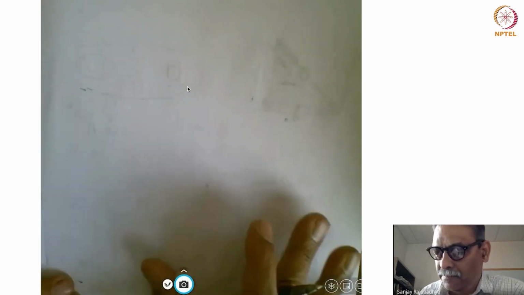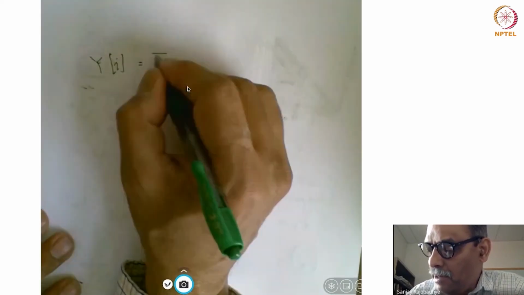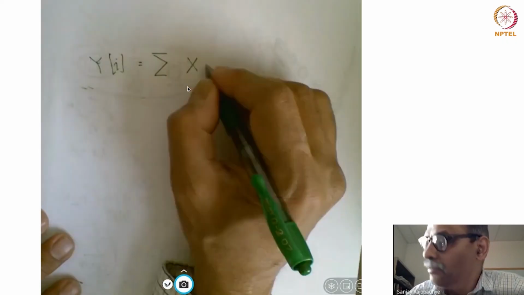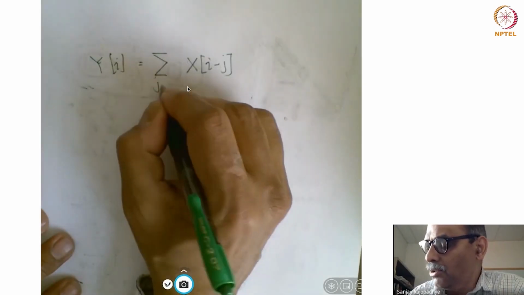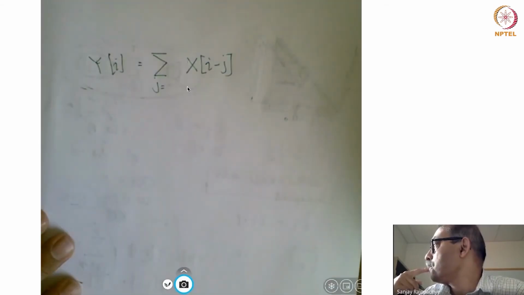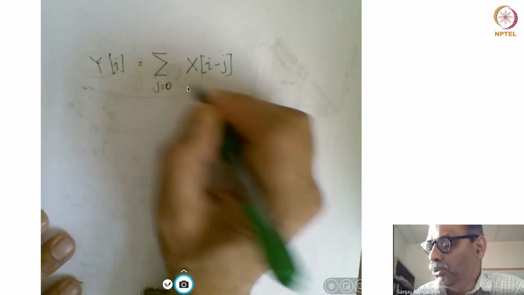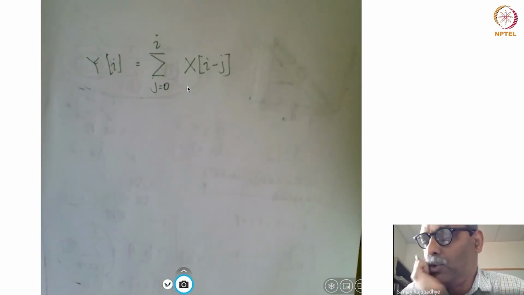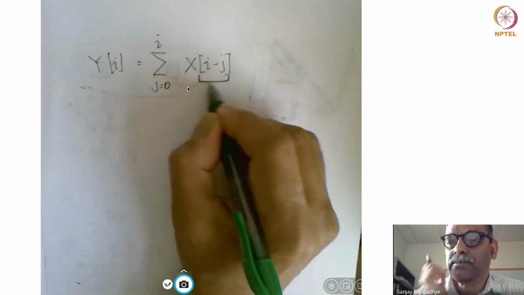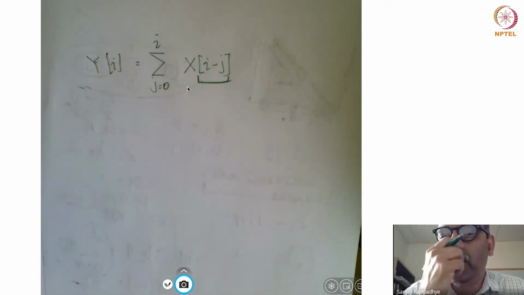Will you be able to do an exercise for me? So what if I tell you y of i equals sigma of x of i minus j, j equals 0 to i. So I'm just changing this function. Can you go through the thinking and the reasoning?